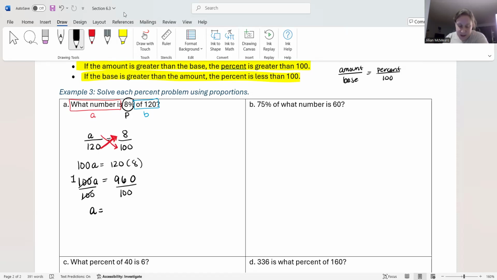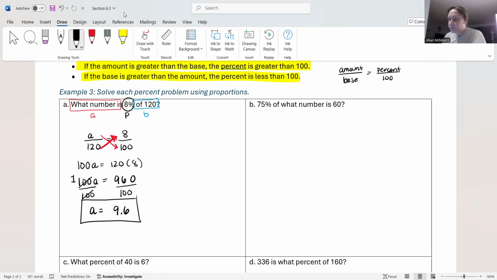And then 960 divided by 100, if you don't know how to do that division by hand, that's fine. But 960 divided by 100 is 9.6. And that is our final answer. So we can officially say that 9.6 is 8% of 120. Okay, so that is solving percent problems using the proportion method.